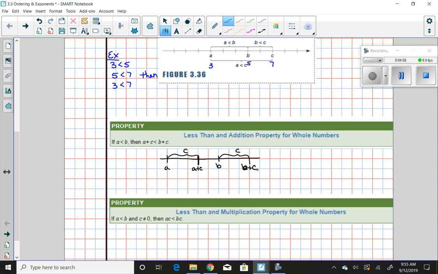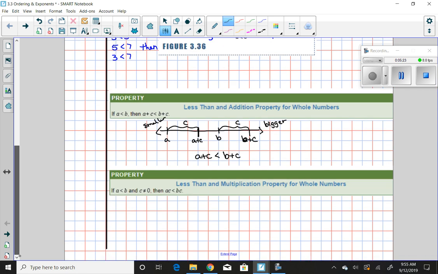Okay, it is still very obvious that A plus C is still less than B plus C because it is further to the left. It is further to the left, so therefore it's smaller on the number line because we understand how number lines work, right? They get bigger as we go to the right, and they get smaller as we go to the left.